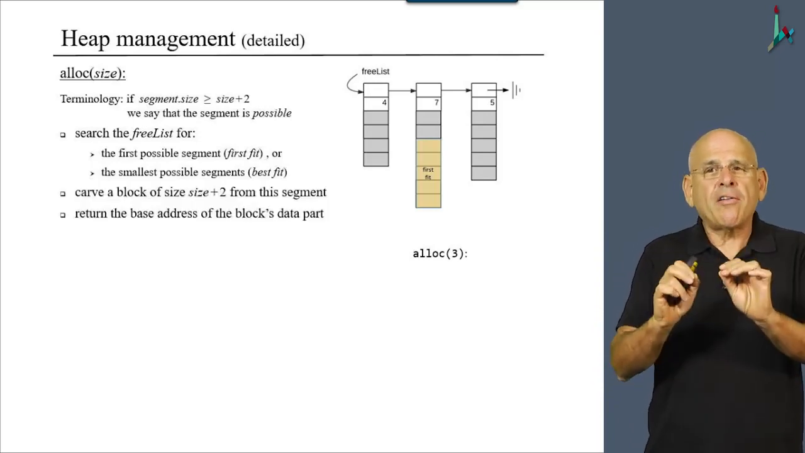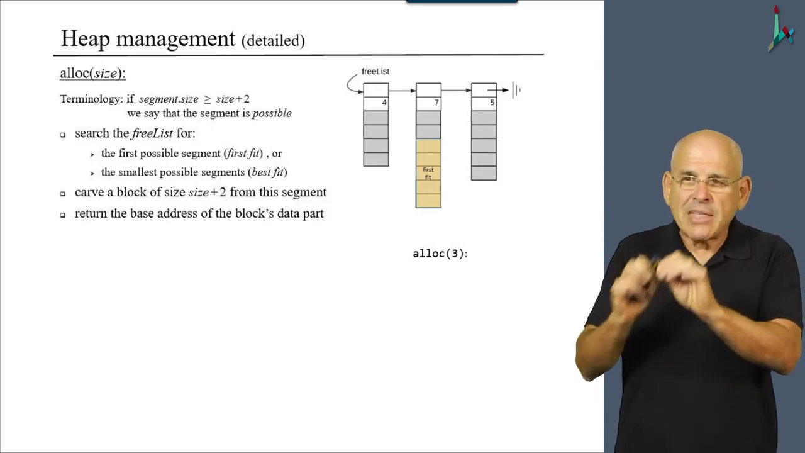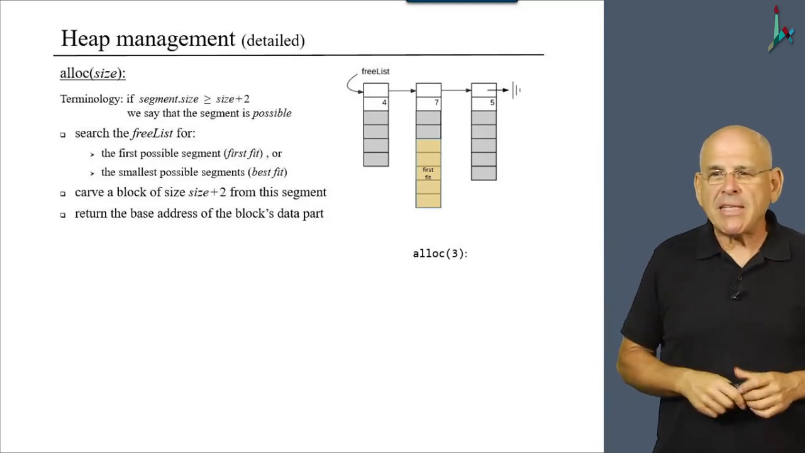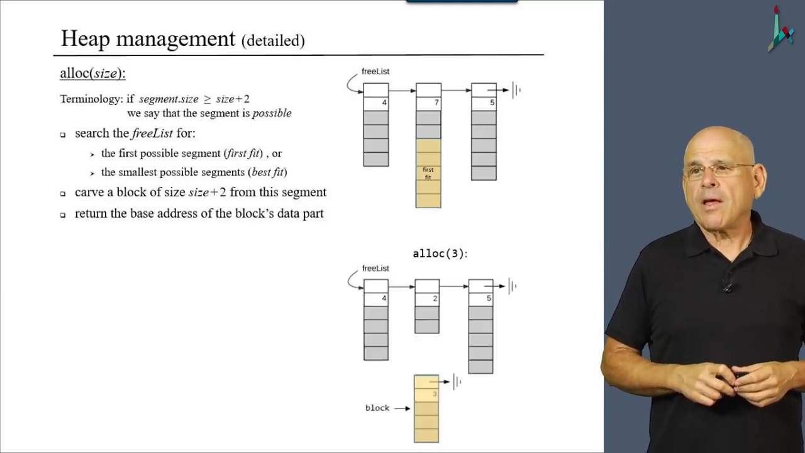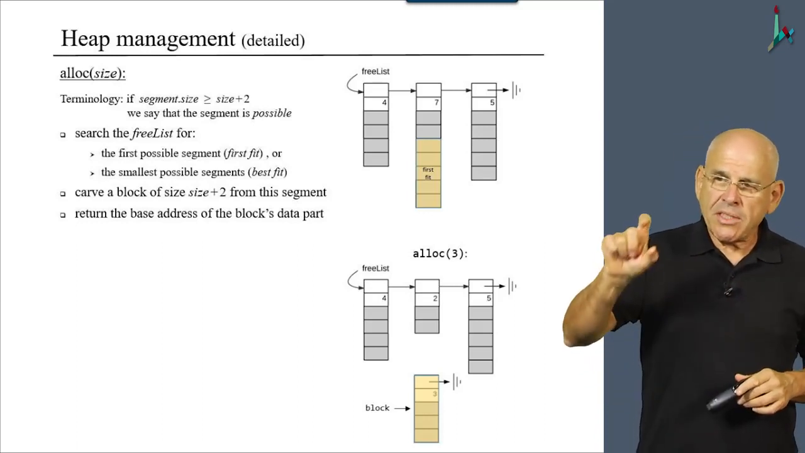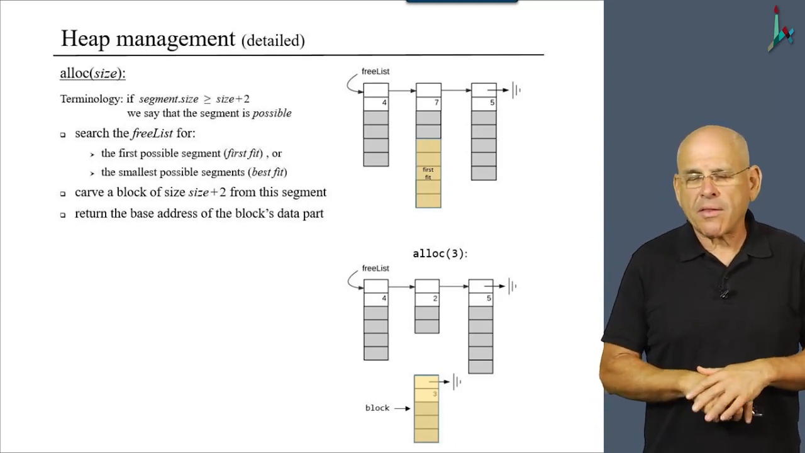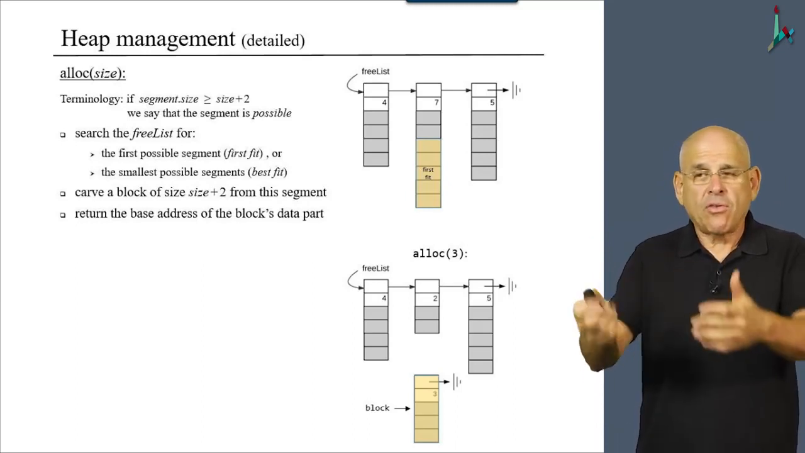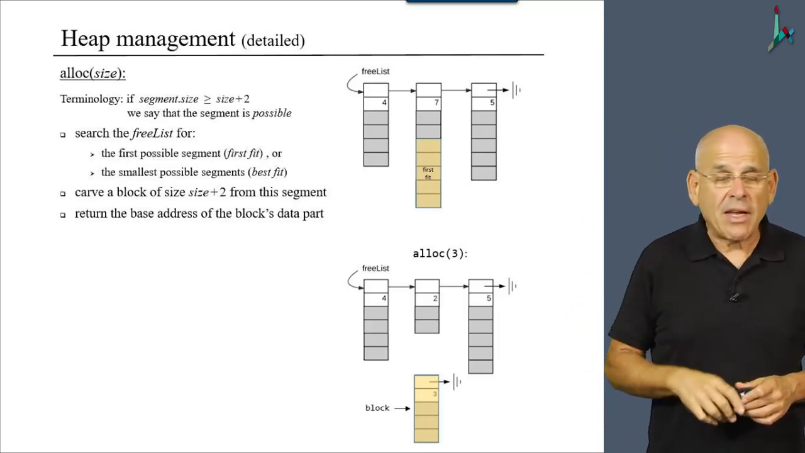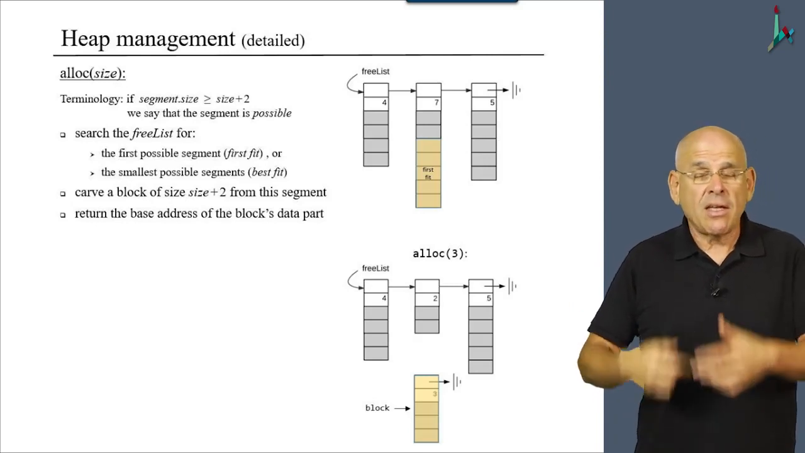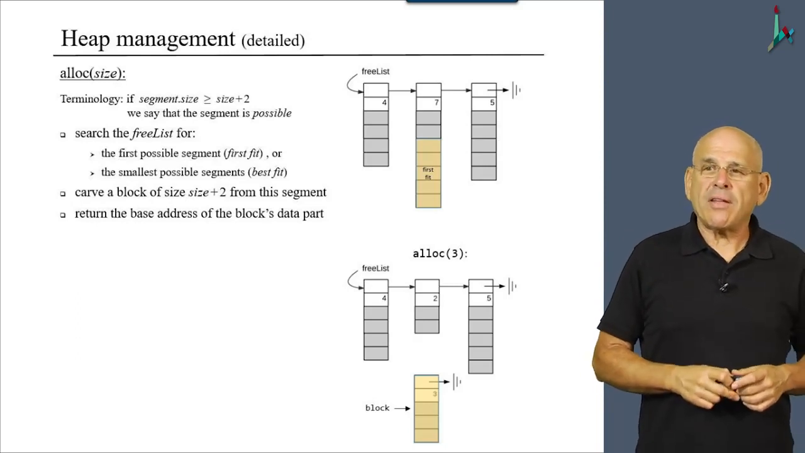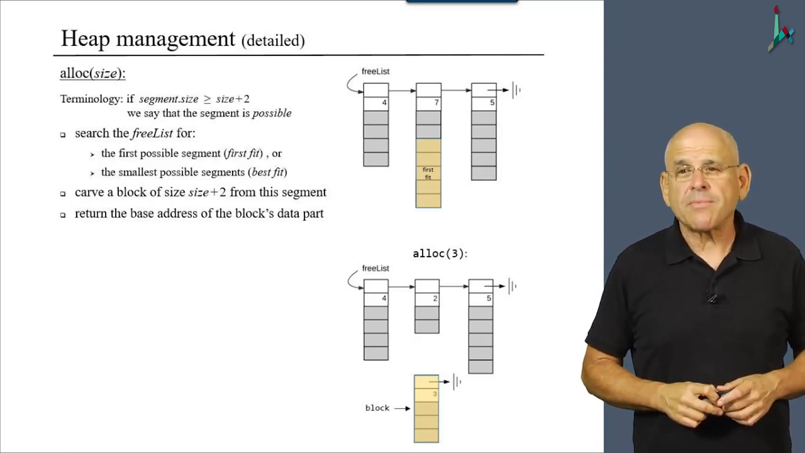Well, we are going to carve a block of size plus 2 from this found segment, and we'll return the base address of this block to the caller. So this will be the situation after the allocation. What you see at the bottom is the block that we hand to the caller, and what you see on top of it is the free list following the allocation. As you see, we have updated the free list in order to account for this allocation that just took place.